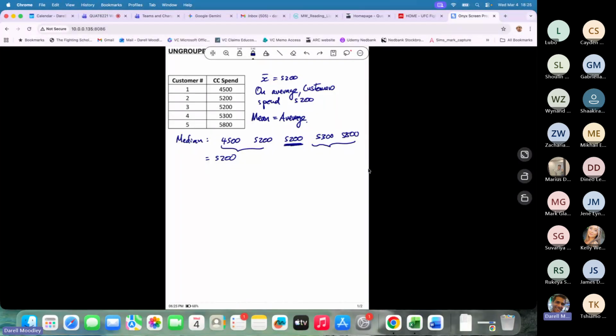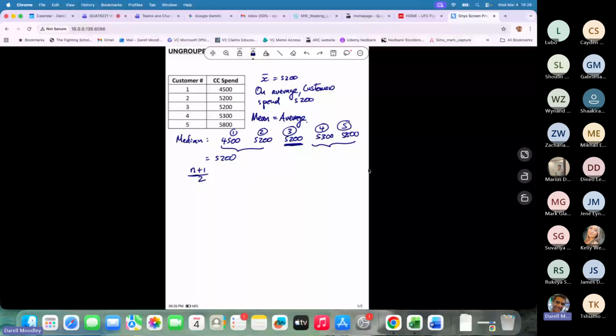Okay, so what we would do is first, we want to determine what its position is. So what I mean by position is: is it in position 1? Is it in position 2? Is it in position 3, etc.? And how we work out the position for the median is we use this formula here, n plus 1 over 2. And n is the number of data points you have.